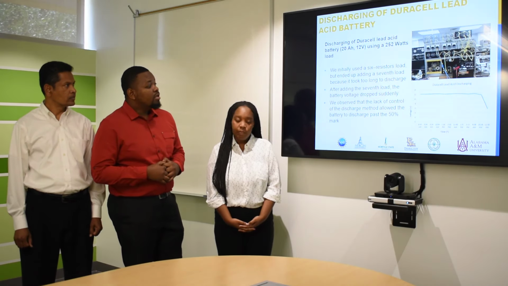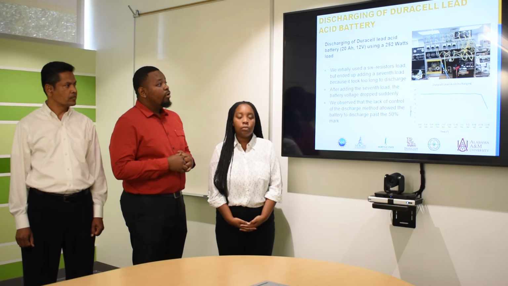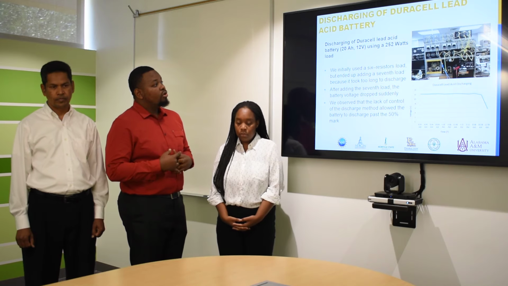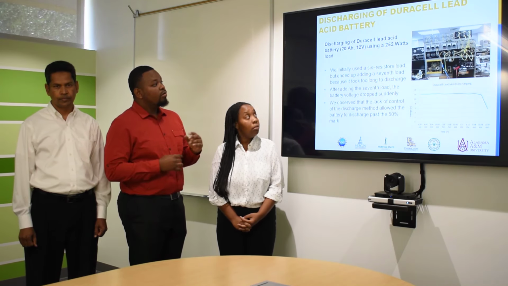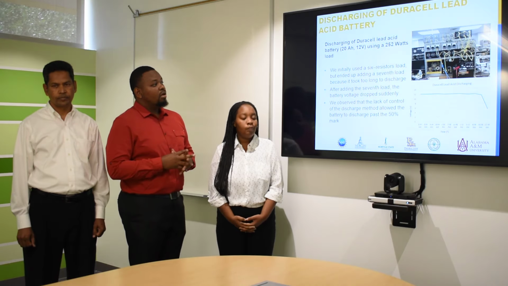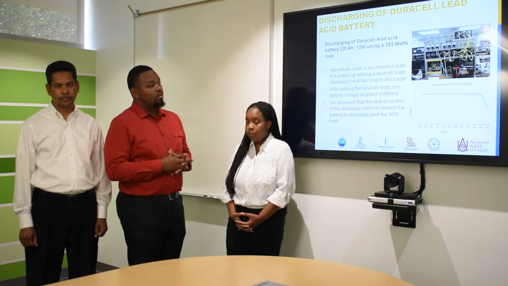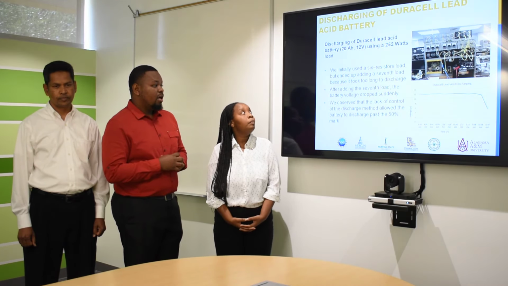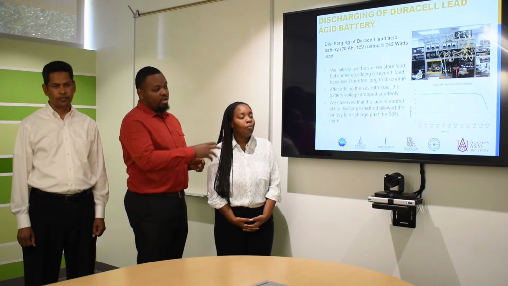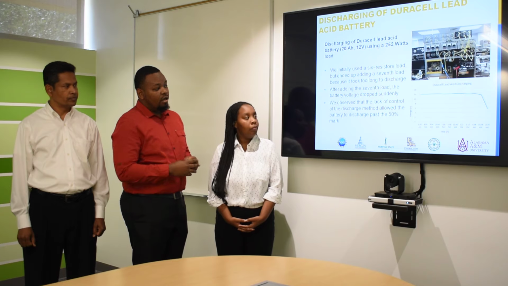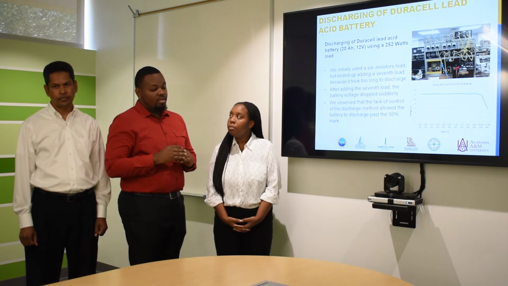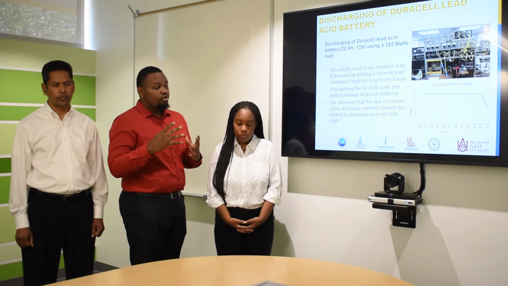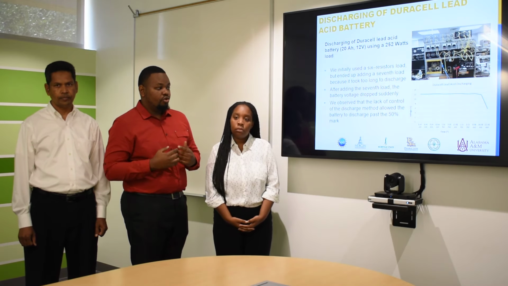Over here, you can see this was our first experiment. We were going to discharge a Duracell lead acid battery, which had 20 ampere-hours at 12 volts, using 252 watts of resistor loads in series. And after a while of doing this discharging, you can see the graph shows that it dropped beyond 50%, which is 10.5 volts. If you drop beyond that, you risk destroying the battery.